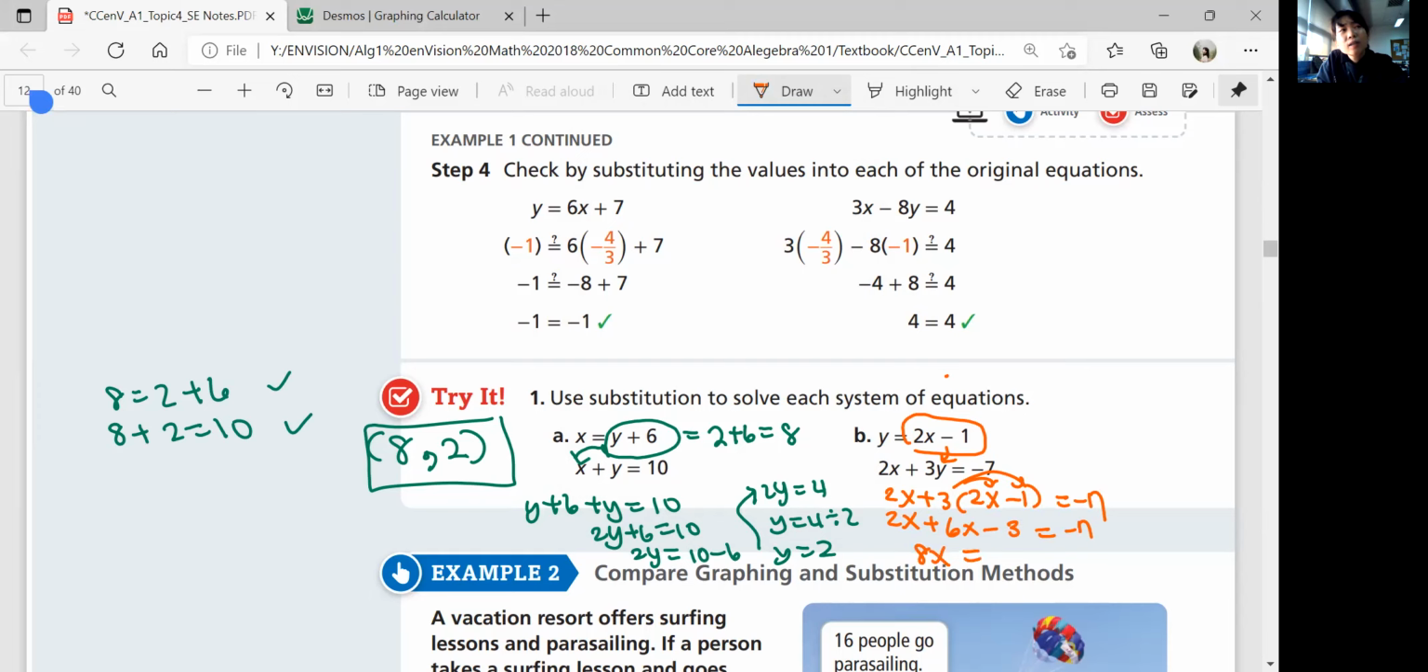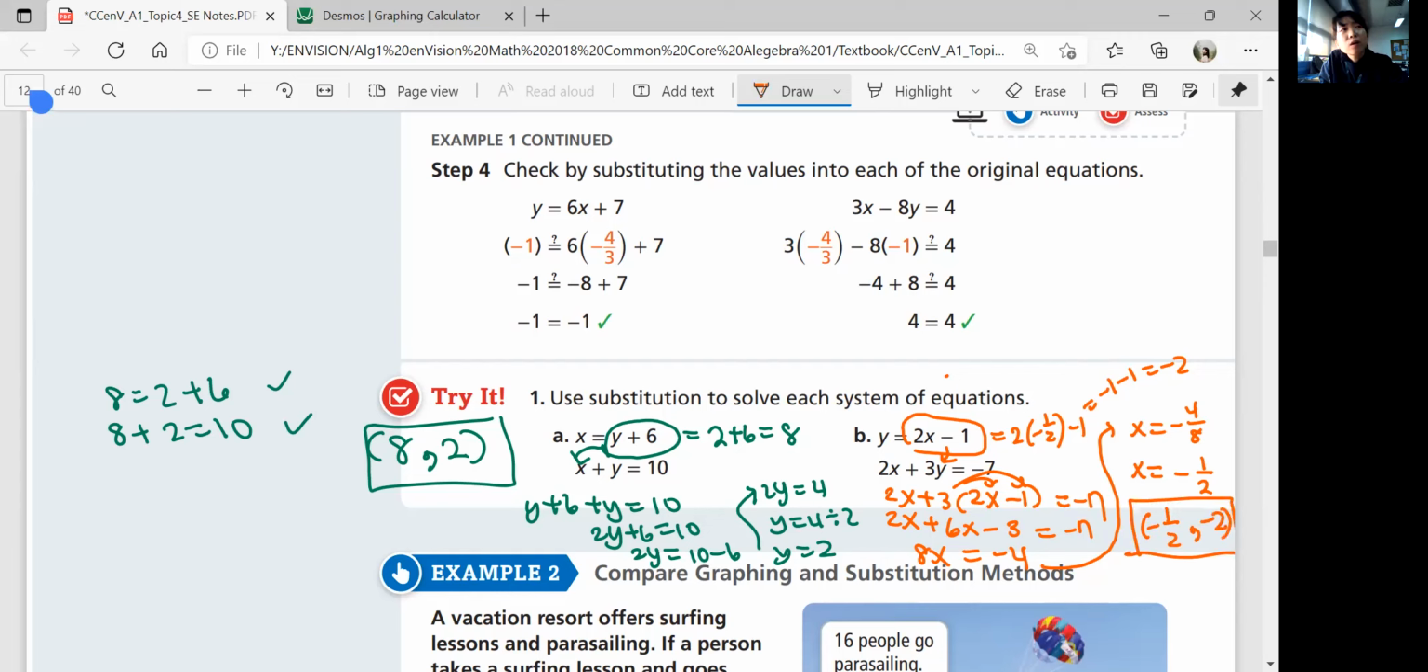Add 3 on both sides. You get negative 7 plus 3, which is negative 4. And then you have x is equal to negative 4 divided by 8, which is equal to negative 1 over 2. X is negative 1 over 2. And then plug it into your original first equation. 2 times negative 1 over 2 minus 1 should be y, right? So that's equal to negative 1 minus 1, which is negative 2. Okay, so your x is negative 1 over 2, comma, y is negative 2.